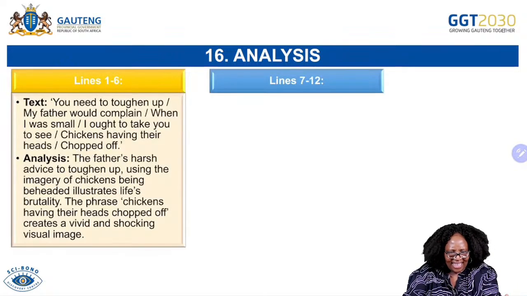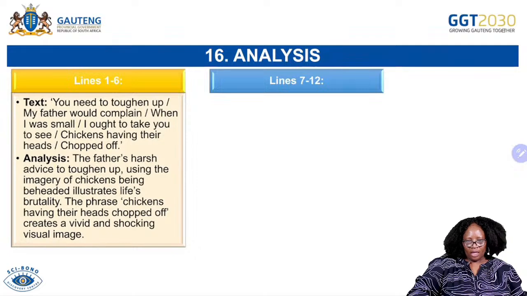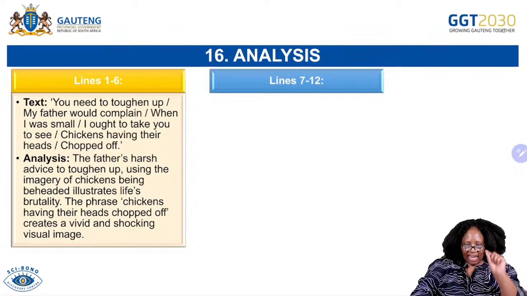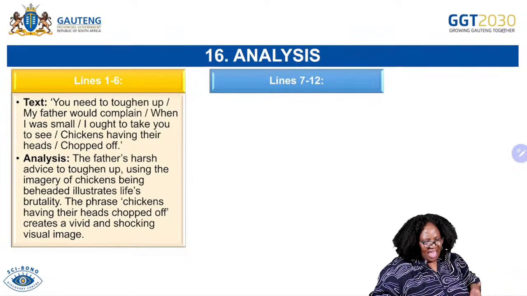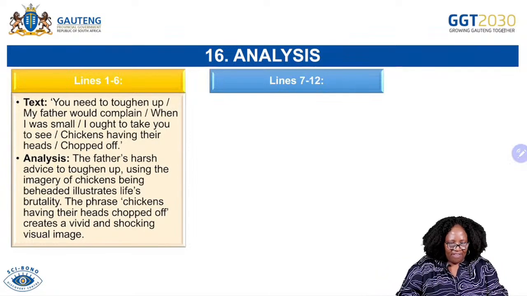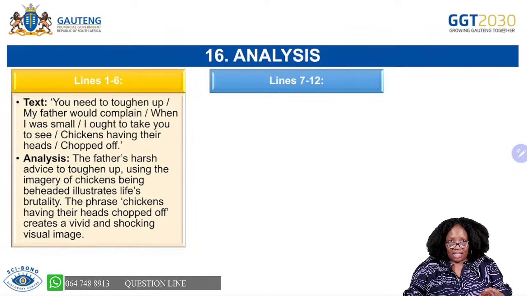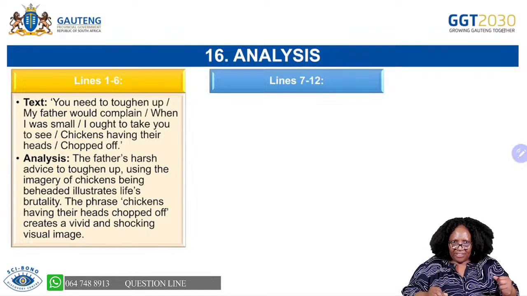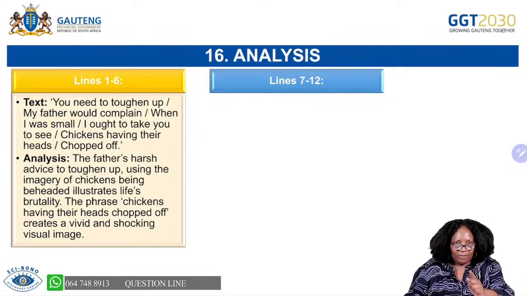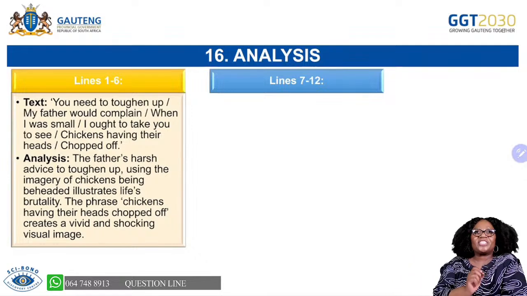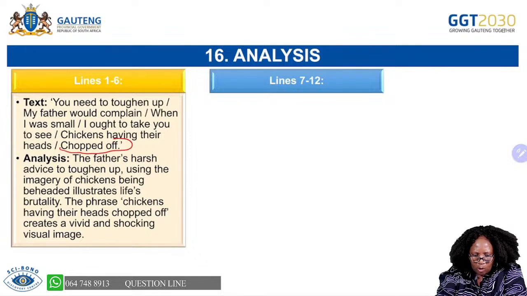Let's look at the analysis of the first stanza. "You need to toughen up," my father would complain. "When I was small, I ought to take you to see chickens having their heads chopped off." Harsh, isn't it? The father expected Beverly to do what? To toughen up, to be strong.